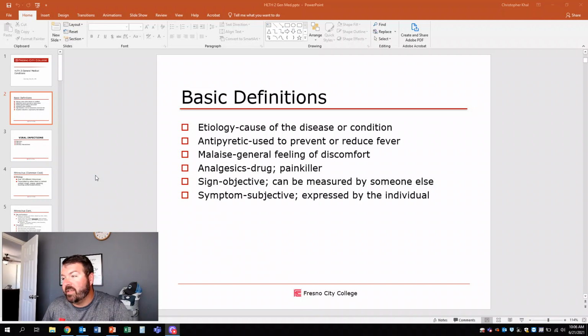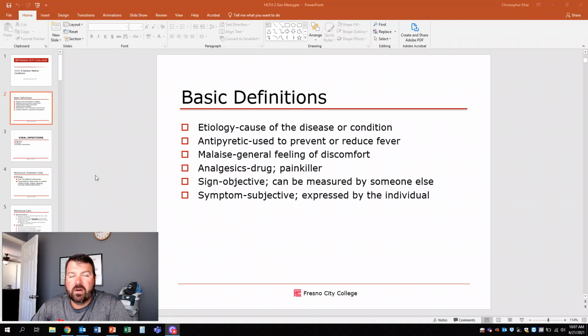So etiology is the cause of the disease or condition. Antipyretic, used to prevent or reduce fever. Okay, so like Tylenol, acetaminophen, same thing, but very common ones. Malaise, general feeling of discomfort. Analgesic, some kind of drug or painkiller. Now, the next few: signs and symptoms.